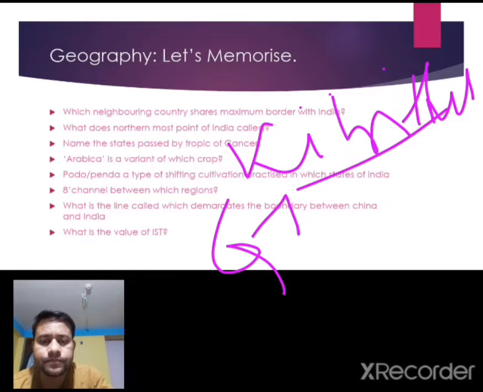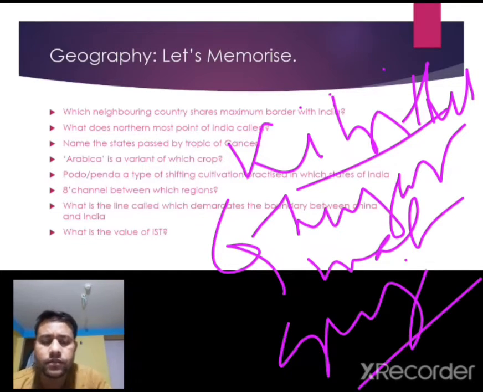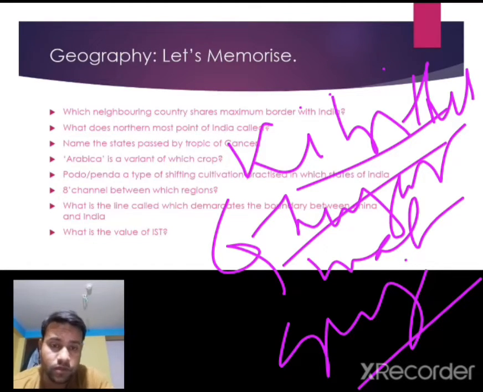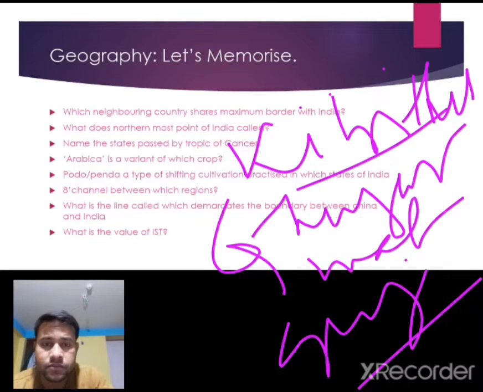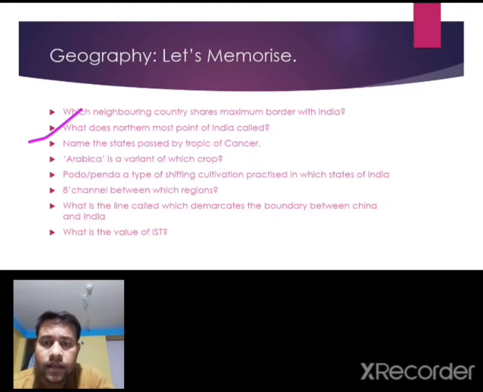Westernmost, Guhar Moti in Gujarat. So guys, this is the information. Indira Col is the northernmost point, the southernmost point is Indira Point, the easternmost is Kibithu, and the westernmost is Guhar Moti. So these four points are very important. Most of the time in exams these questions are asked. Move on to the next question.